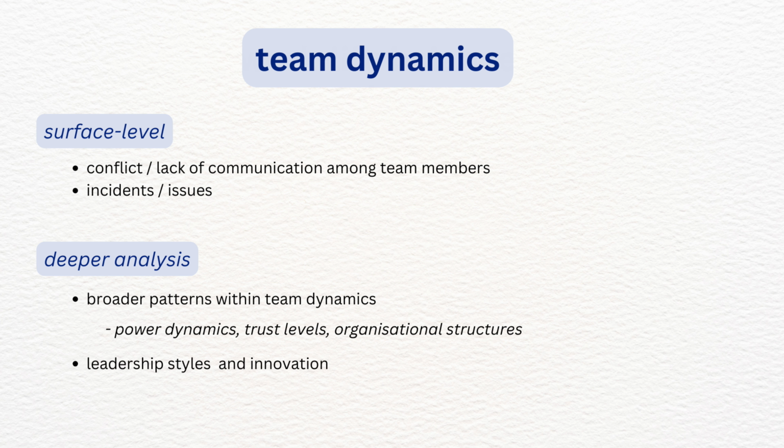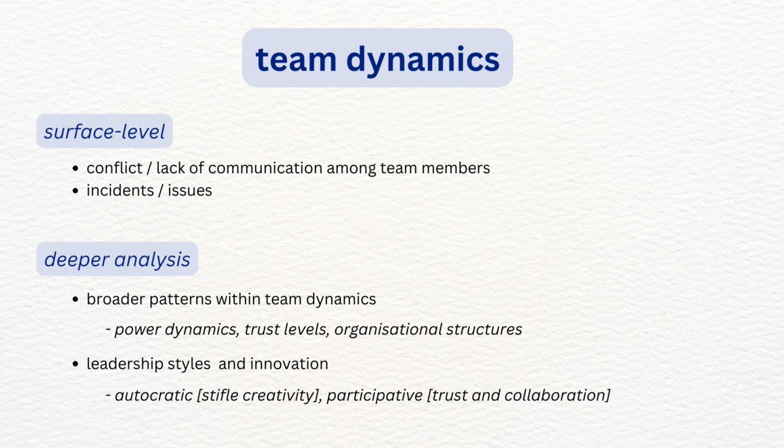Additionally, they might identify the role of leadership styles in shaping team dynamics, with leaders who are quite autocratic stifling creativity and innovation, whilst leaders who are more participative, more collaborative, are fostering a culture of trust, which essentially helps people collaborate and work together. So can you see the difference there between that surface level analysis and that deeper analysis?